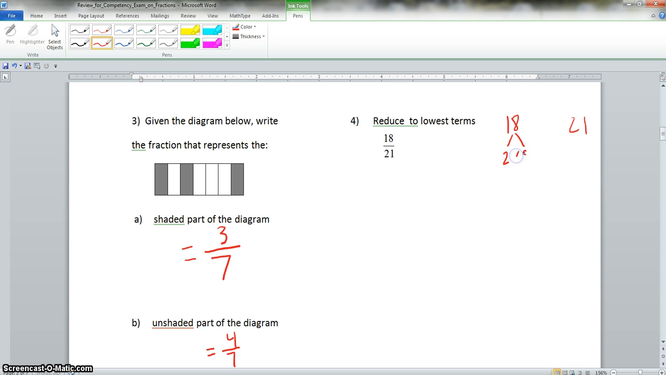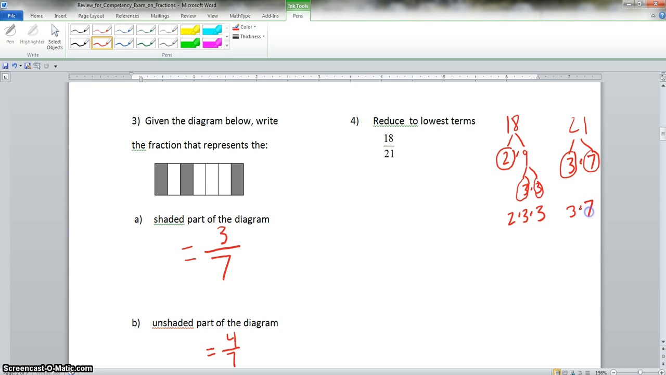This will break down to 2 times 9. So we know 2 is prime. This 9 breaks down to 3 times 3. We know this 3 is prime and this 3 is prime. So the prime factorization of 18 is 2 times 3 times 3. Now we have 21. 21 prime factorization is 3 times 7. Both of these numbers are prime.